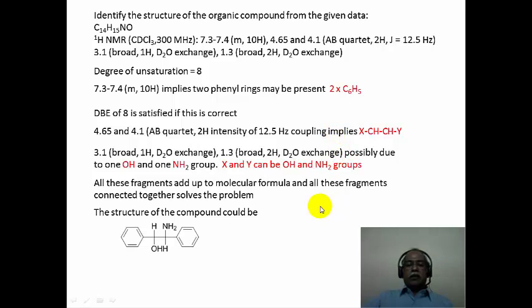So the most likely structure is this particular structure. The additional two groups that need to be attached to these CH carbons here are the phenyl groups, and the X and Y are OH and NH2. So this is essentially the molecule.